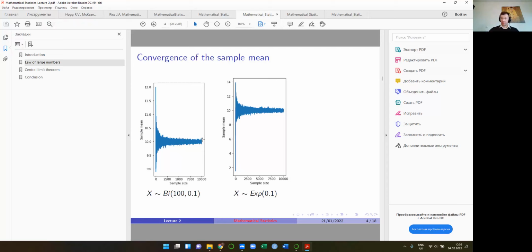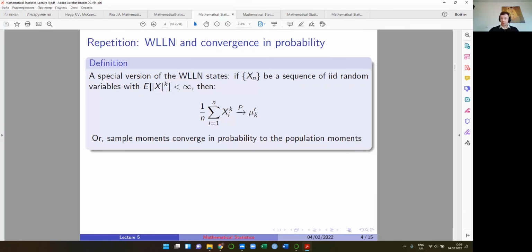So it was about the population and sample mean, but in general, we can claim that any sample moment, second, third, fourth sample moment, converges in probability to the corresponding population moment. So the second sample moment converges in probability to the second population moment, the third sample moment converges to the third population moment, and so on. The sample mean is just a particular case of this, because the sample mean is the first sample moment.